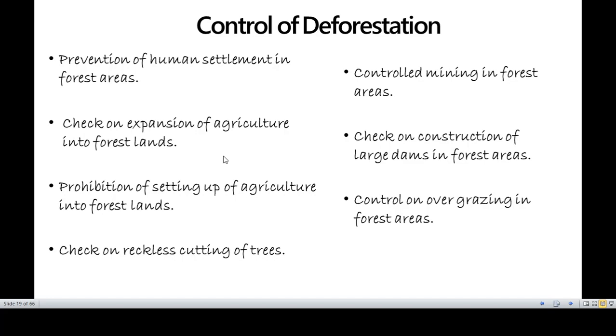Now that is again a wrong part. So that is an important point which should be kept in mind. Next point is there should be a limitation for the grazing.